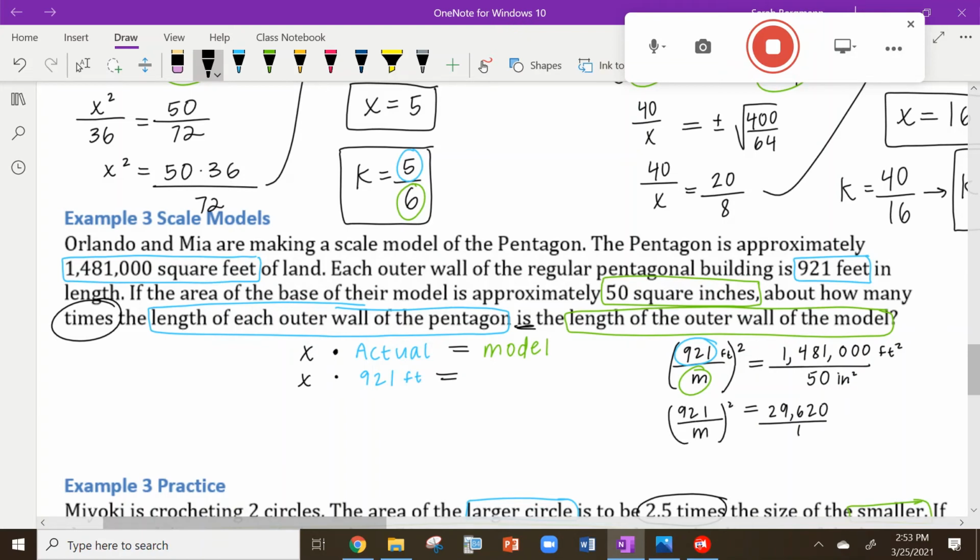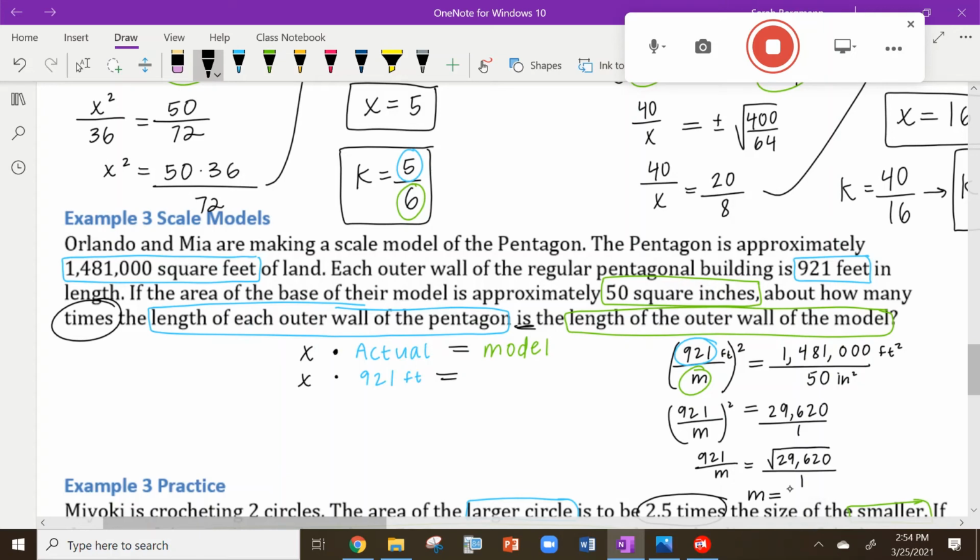Now what I can do is I can square root both sides. So I'm going to choose the second method of square rooting both sides first. So I get 921 over m equals the square root of 29,620 over 1. The square root of 1 is just 1. So now I cross multiply and divide. I have 1 times 921 divided by the square root. So that's just 921 divided by that square root.